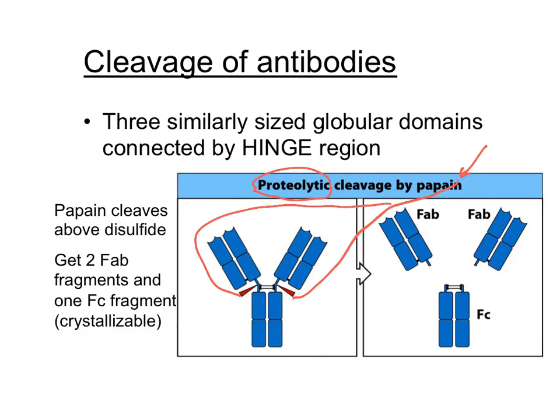And consequently, you are left with these FC regions which have a very nice, strong structure to them. And that was the portion that was crystallizable. The other portions, which are actually separated now from one another, are called the FAB regions. And they called them this, right?